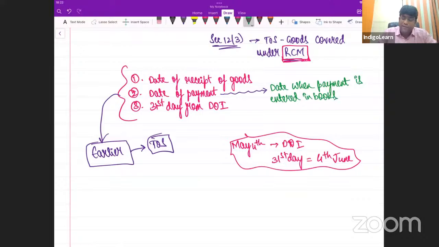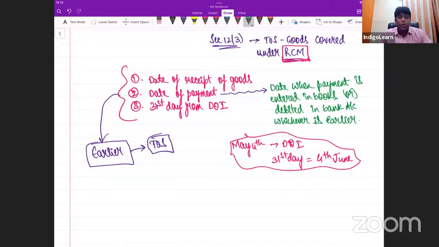Obviously, because practically when we receive a cheque or issue a cheque, we enter it in books, but the cheque will take some time to be credited in the bank account. So what they told here is the date when payment is entered in books or debited in the bank account, whichever is earlier. Don't get a doubt: it should be credited, right? Why is it debited? Common sense you have to apply. We are not looking at the supplier's point of view. We are looking at the receiver's point of view, and from the receiver's point of view, the amount will actually get debited, but not credited. Money is gone. Money is not received. Very good.